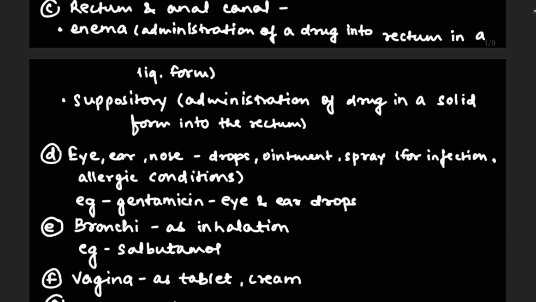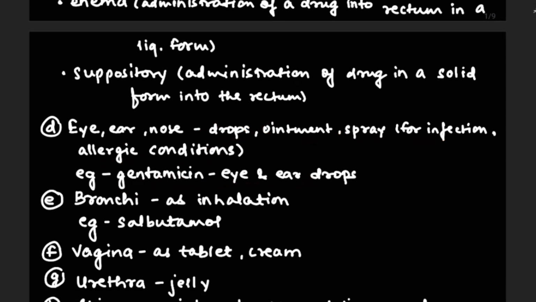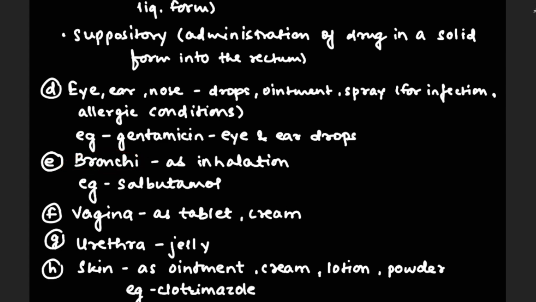The next is eye, ear and nose. Here we can use drops, ointment, spray for infection, allergic conditions. Here an example is gentamicin, which is used as an ear and eye drop both. The next is bronchi. For bronchi we can use inhalation, and an example is salbutamol. Then for vagina we can use tablets, creams. For urethra you can use jellies. Then skin as an ointment, cream, lotion, powder. And an example is clotrimazole.